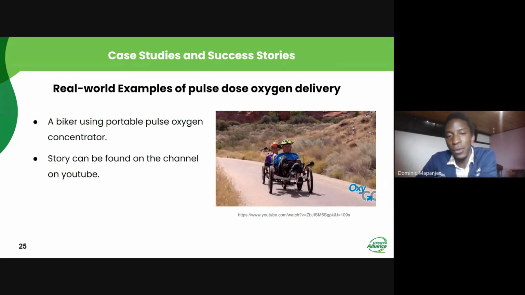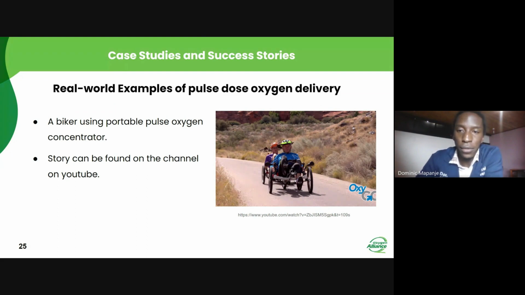Then he heard of portable oxygen concentrators, which use the pulse-dose delivery method. So he started using it. They are lightweight and easy to use, as he also confirmed. As you can see in the picture, he is on his recumbent bike, carrying a portable oxygen concentrator. We can't see it here, but he is. You can find this story on the Oxygo YouTube channel, where you can confirm it and also watch other success stories.